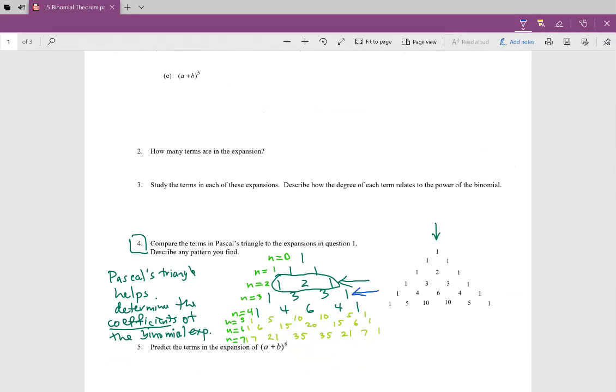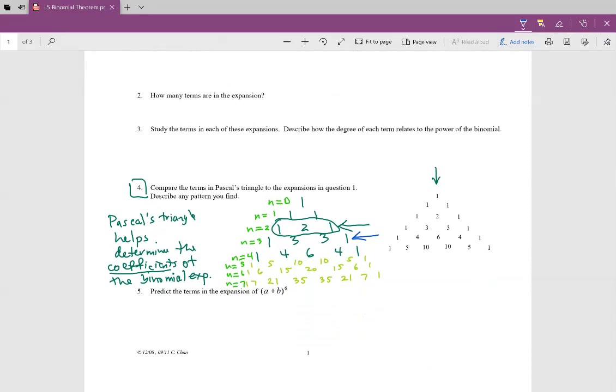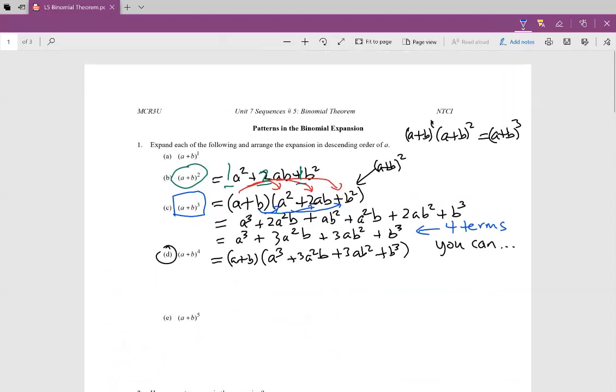So in a nutshell, some students might think it's harder, but it tends to be a little bit easier. It's just a little bit shorter. But we use this particular pattern to figure out the coefficients and the variables. So let's predict the terms in the expansion of a plus b to the 6. I think a lot of you know which row we're supposed to look at. And let's talk about some things here.